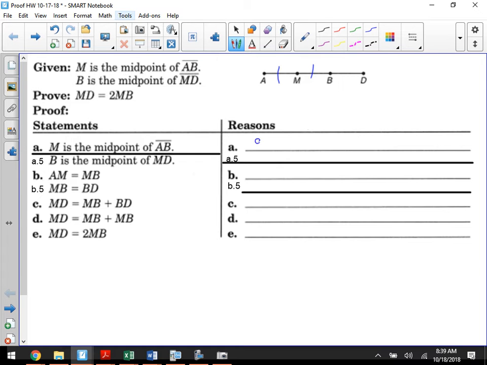You know that's given. Like I said yesterday, I put in those extra lines there for you so that way you see that it actually is a secondary step. It's another given. That B is the midpoint of MD.